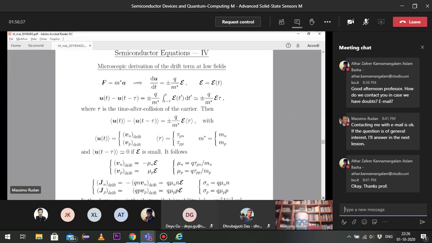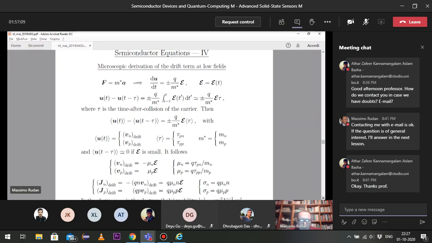And then you specify the symbol of the mass. M star becomes M sub n or M sub p. M sub n and M sub p are still combinations of the entries of the mass tensor, but they are not average masses, they are another thing. Other combinations.